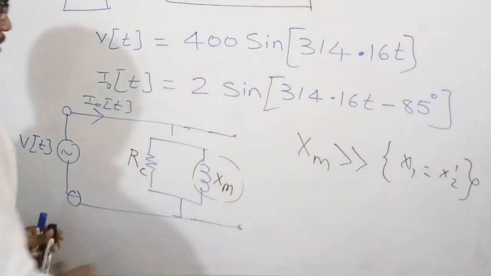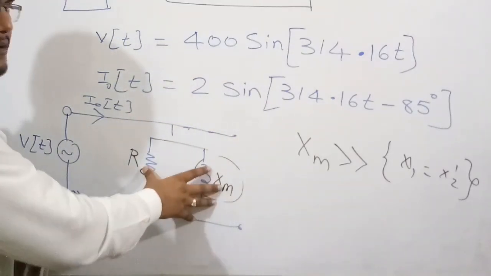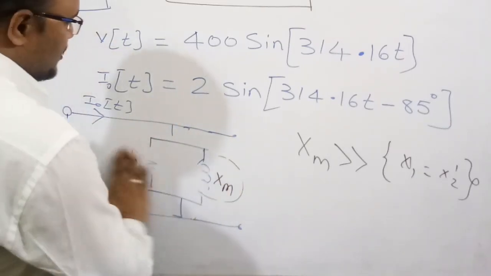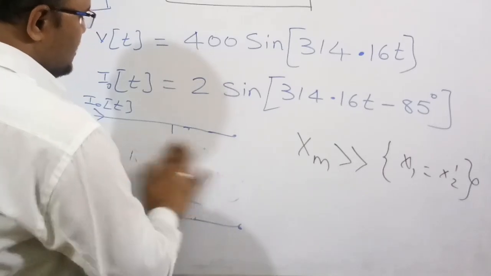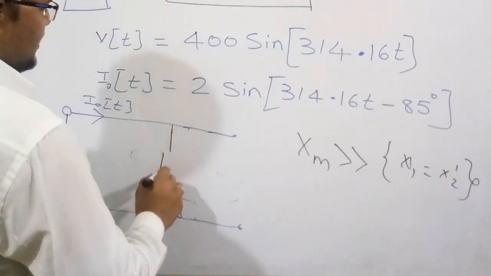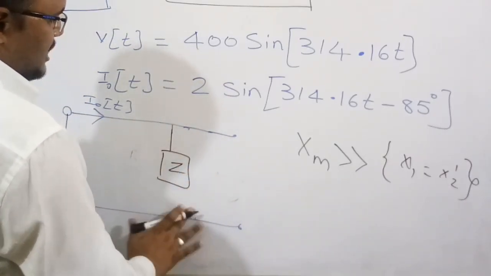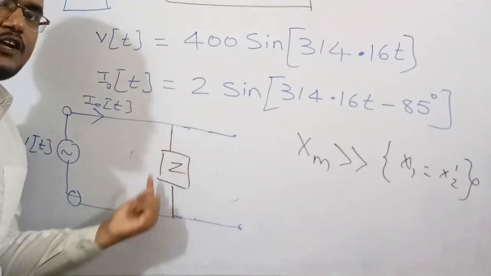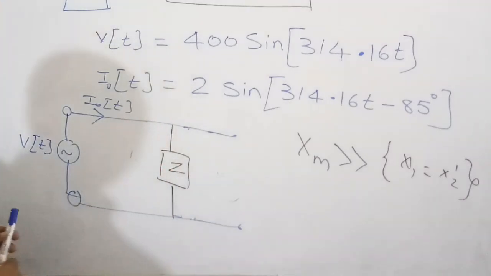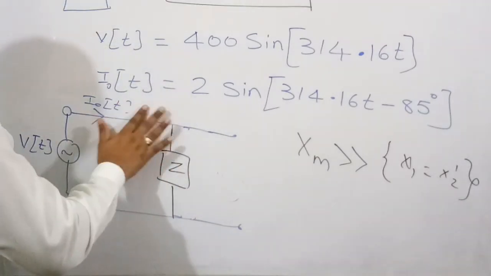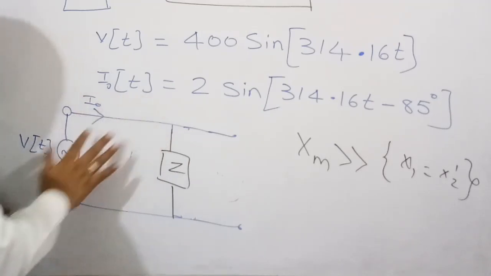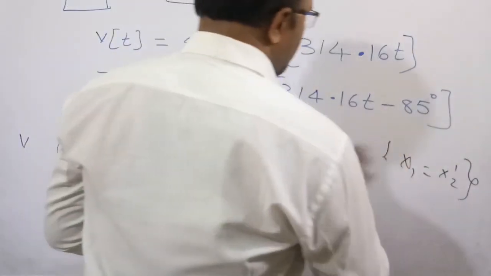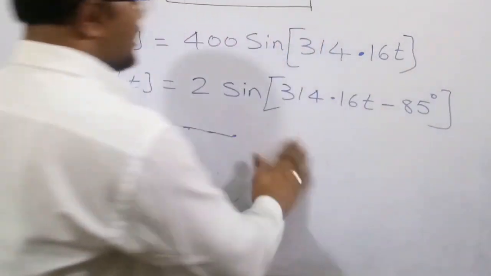Now we need to find this parallel branch. We need to find the equivalent impedance. Therefore I am going to replace this whole thing by a small element, which is Z. I have replaced this parallel combination. That is what they are going to ask: find the impedance of this parallel combination. So this is Z. Now I am going to write it in phasor form, so there is no need to work in the time domain. Phasor representation always takes the RMS value.